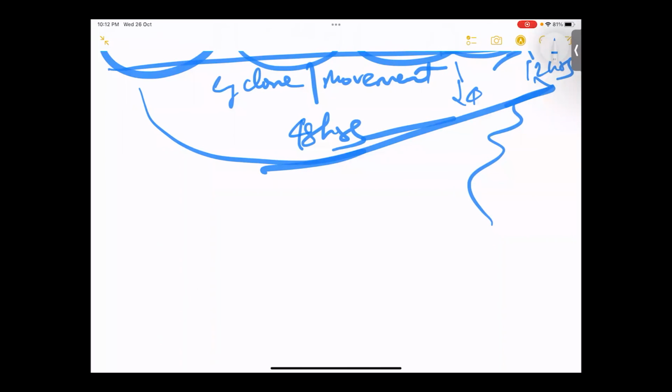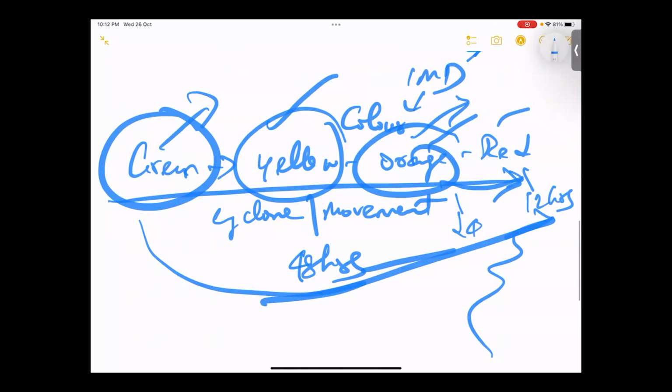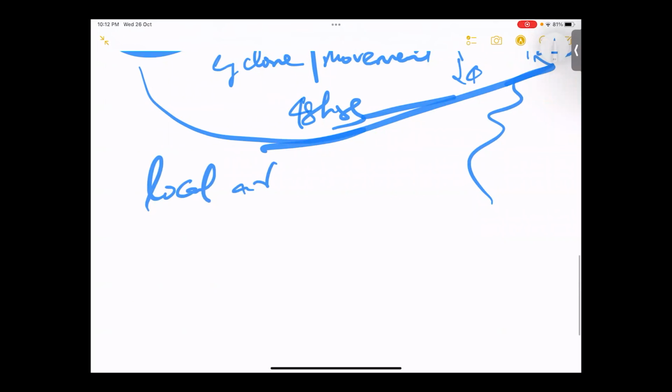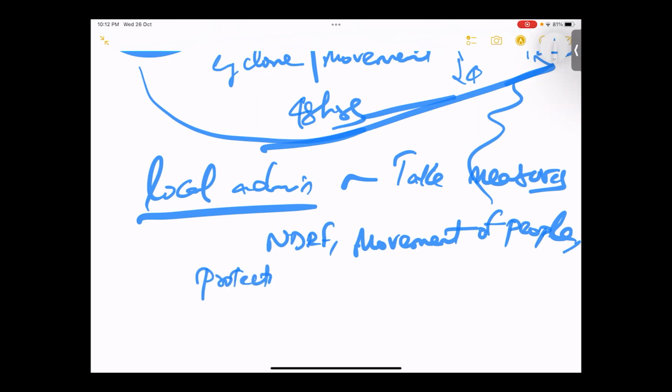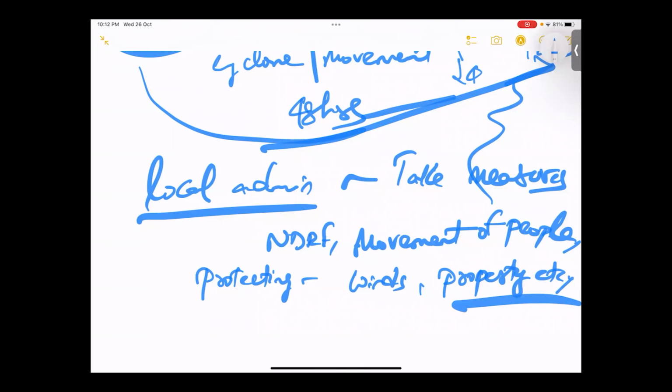Okay, so based on the level of color codes, the local administration will try to take measures like pulling up NDRF, movement of people to highland areas, or movement of people from prone areas. Then protecting people from high winds, then property protection, etc. Right? So that is the thing.